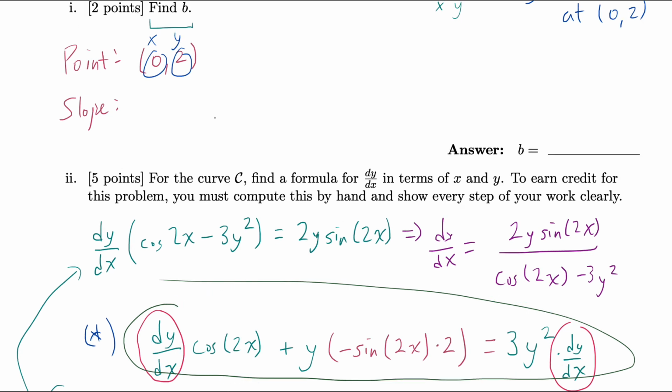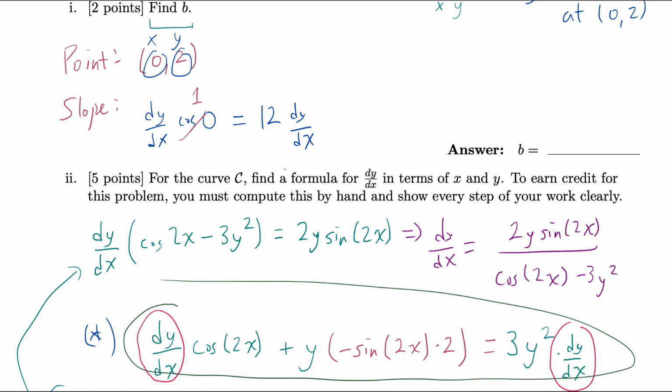So when I plug in (0, 2), we get dy/dx times cosine of 2x. Cosine of 2x, well, you're taking cosine of 0, plus y is 2, times minus sine of 2x times 2. Here x is 0, so we get sine of 0. Sine of 0 is 0, so this entire thing actually goes away, so let me just not write it. And we know this is equal to 3y squared dy/dx. So y is 2, so 3y squared is 3 times 4, that's 12 dy/dx. Hopefully you know cosine of 0 is 1.